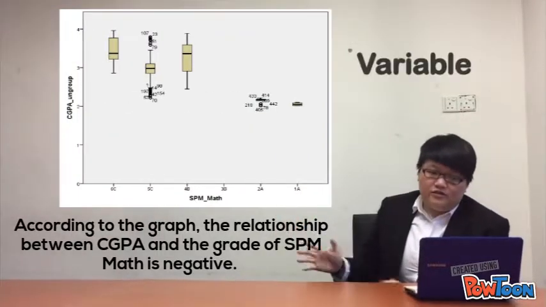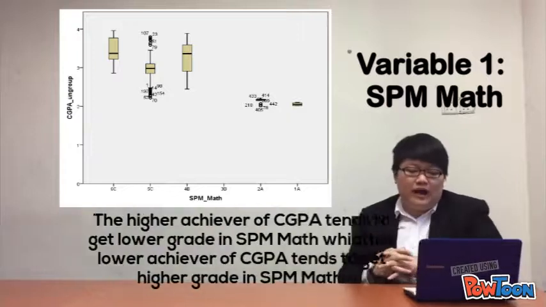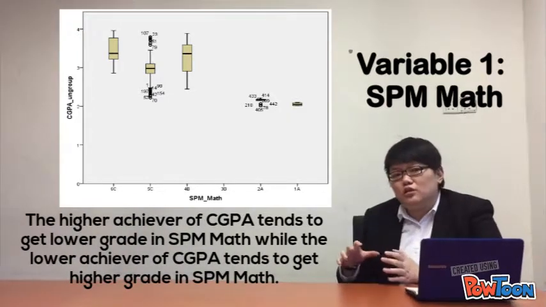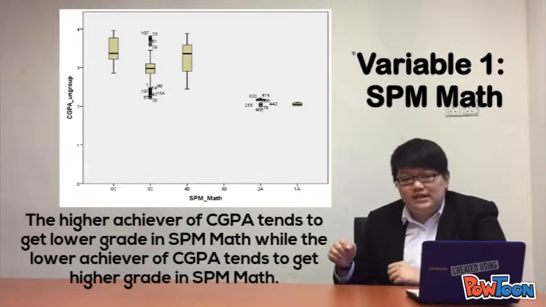According to the graph, the relationship between CGPA and the grade of SPM Maths is negative. The higher achiever of CGPA tends to get lower grade in SPM Maths, while the lower achiever of CGPA tends to get higher grades in SPM Maths.